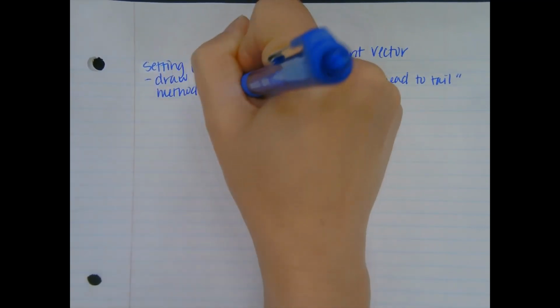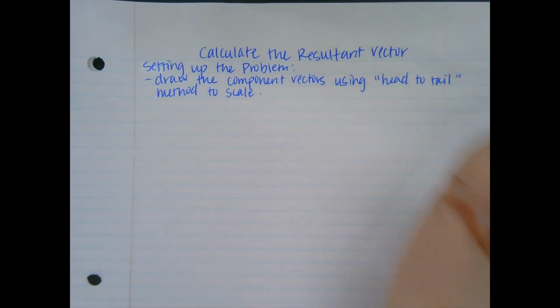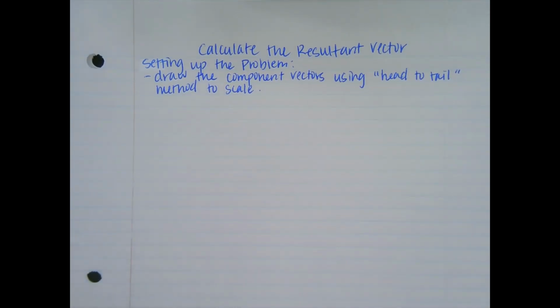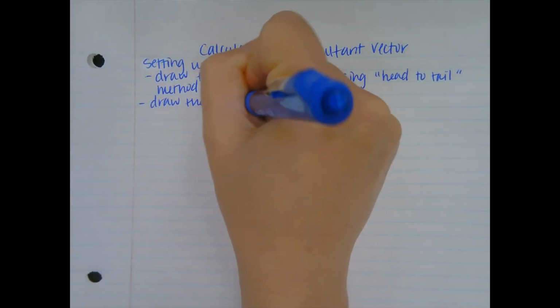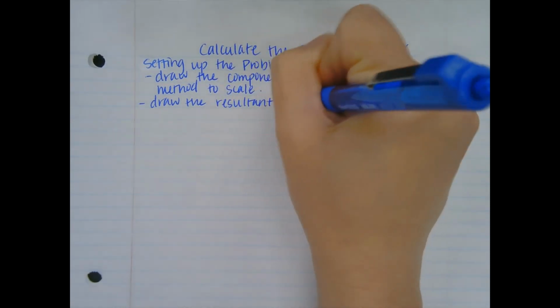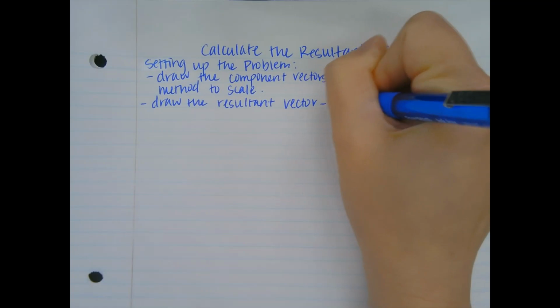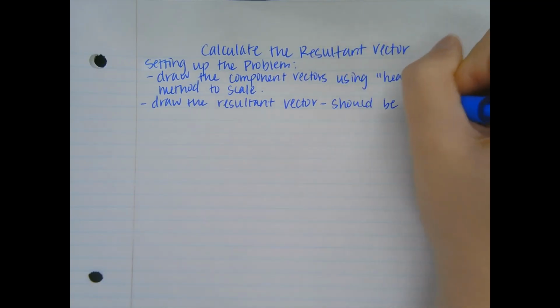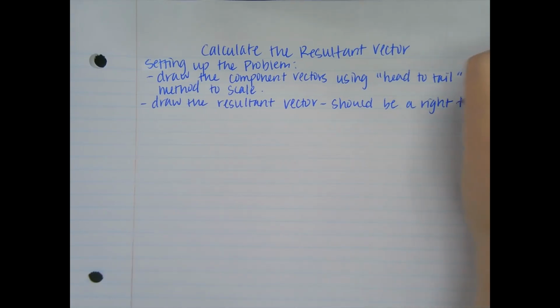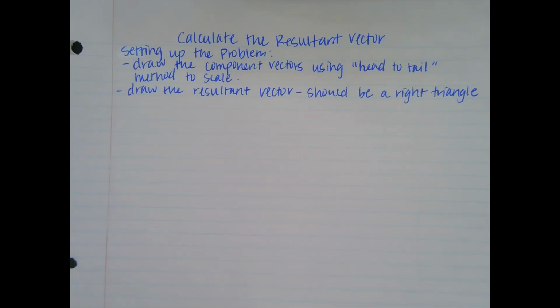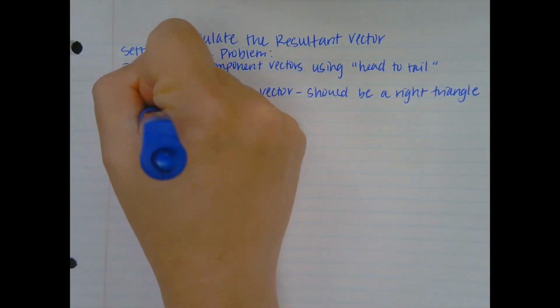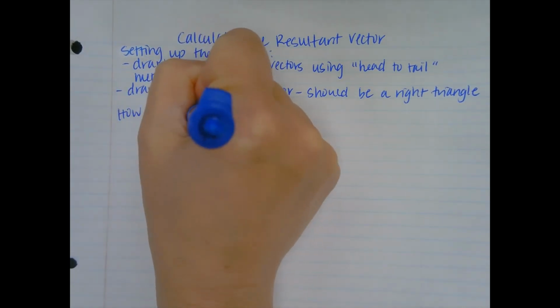To scale. So this could be using the squares on a graph paper, or it could be using centimeters, or however scale that's easiest for you is chosen. Okay. Next, we're going to use a ruler and draw the resultant vector, and for us this should be a right triangle.